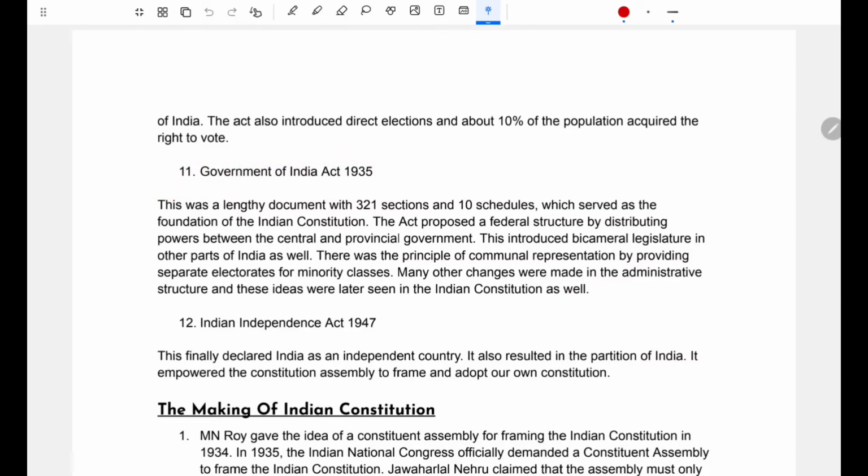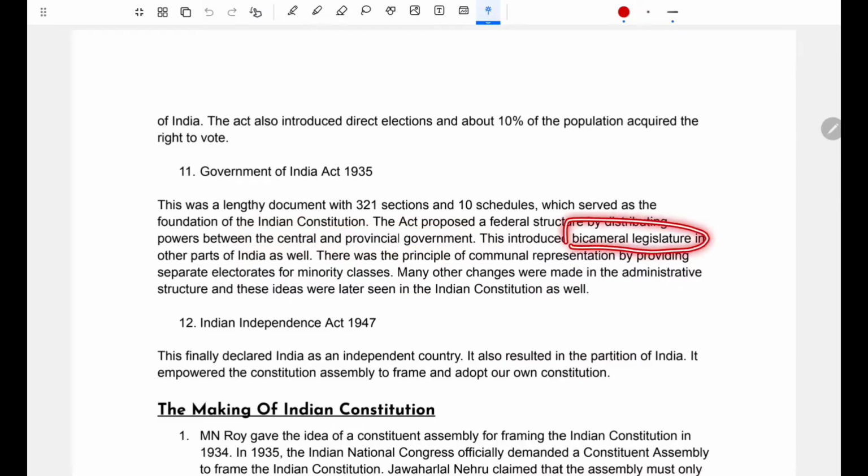Then came the most important act, and that is Government of India Act 1935. It is important because some call the present Indian Constitution a carbon copy of this act. This was a lengthy document with over 320 sections and 10 schedules, which served as the foundation of Indian Constitution. So basically a lot of changes were introduced in the Indian government.